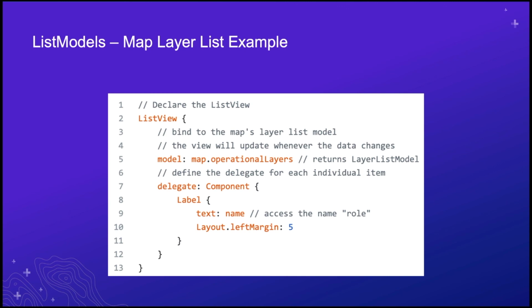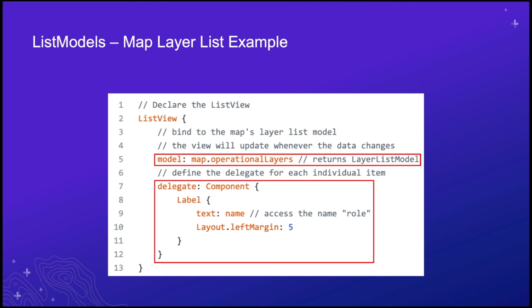Here we're looking at some QML code where we're declaring a list view component. Next on line 5, we are setting the model to the map.operationalLayers property. We're just directly binding to it here, and this will populate the view with the data. And then finally, we're declaring the delegate. And again, think of these as the individual components that we're going to display.